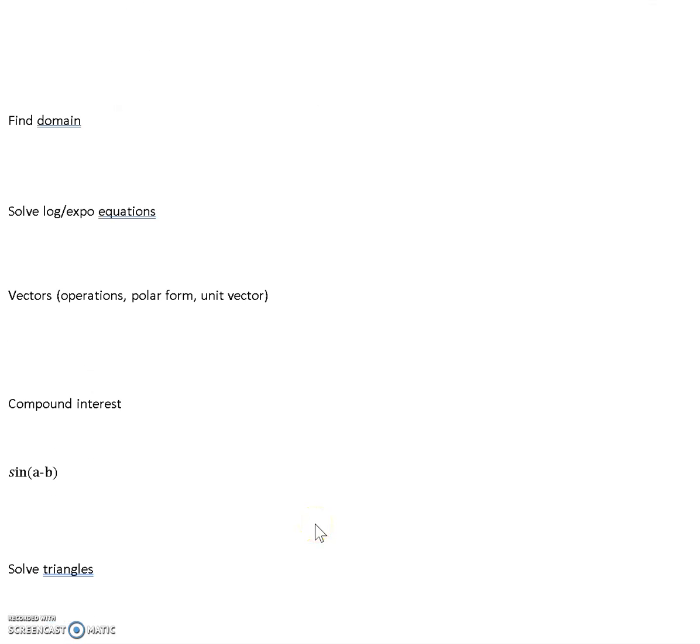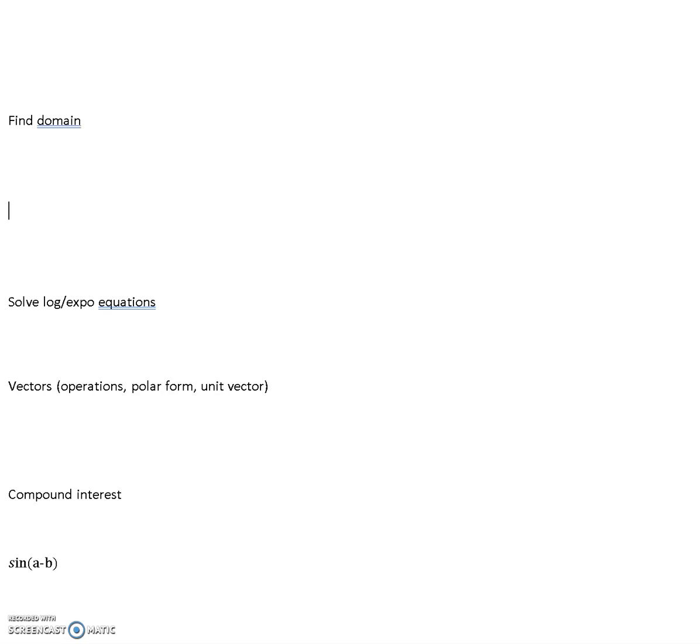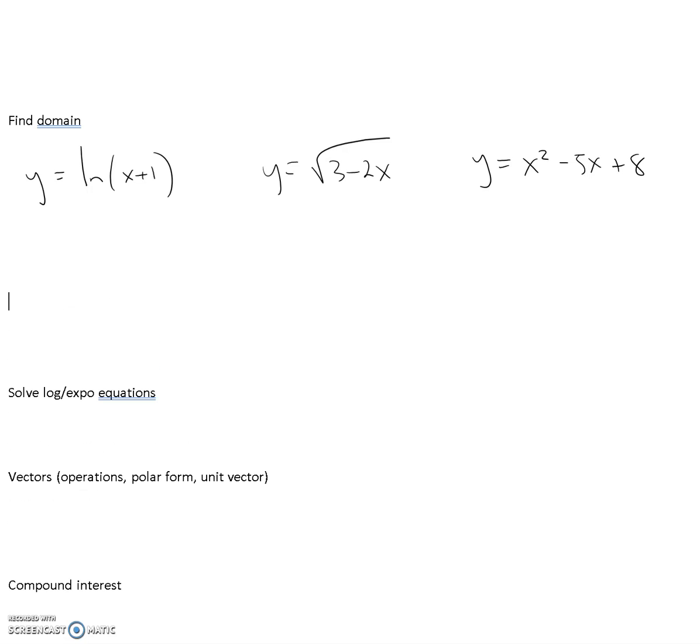Okay, let's look at some more examples, more review. Let's talk about domain. It's a big topic in any math class. We basically had a log function with domain restrictions. We had a root function with domain restrictions. We had polynomial functions. And we had rational functions.